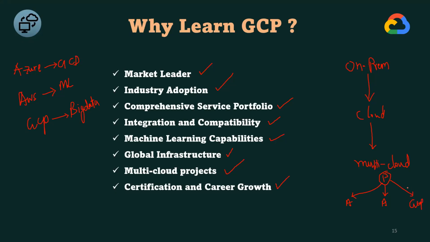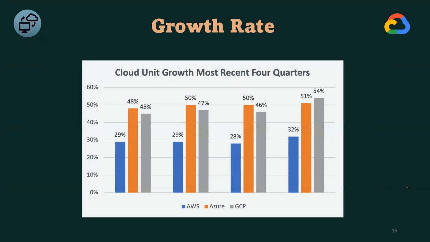Okay, so these are all the scenarios that I have mentioned here. I will tell you why we need to learn GCP. You can see here the growth rate: 54% growth rate for the Google Cloud Platform, 51% for Azure, and AWS 32%. So the growth rate is very high for the Google Cloud Platform in the last quarter.